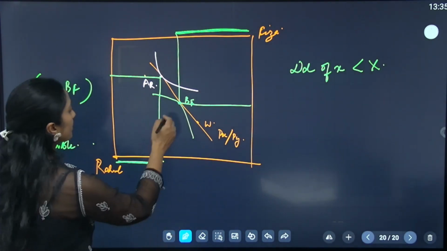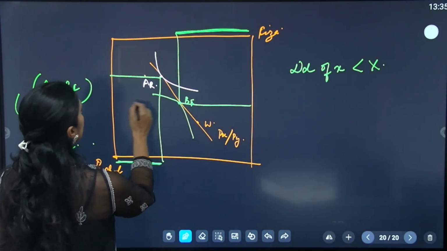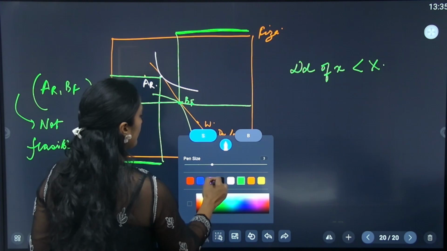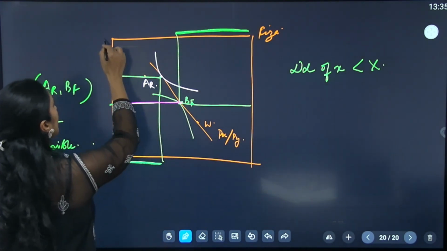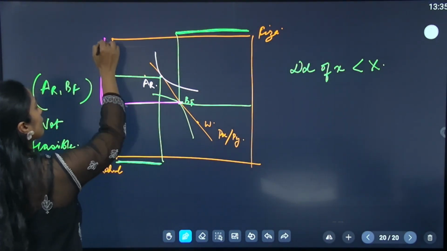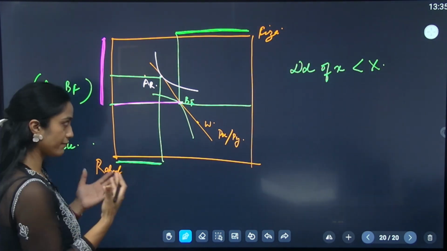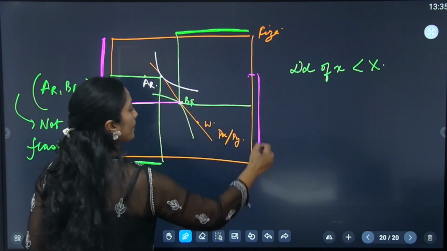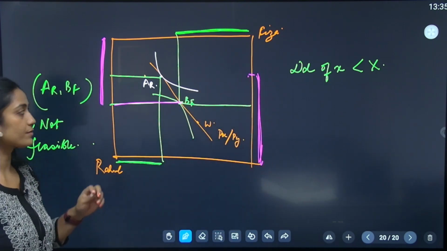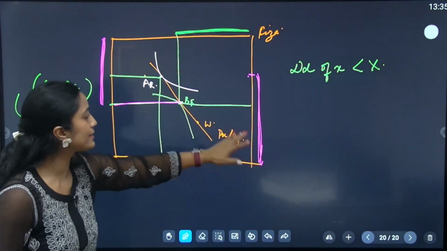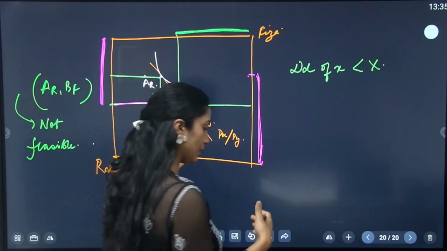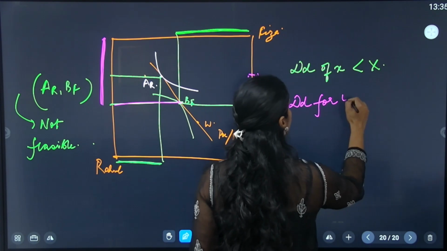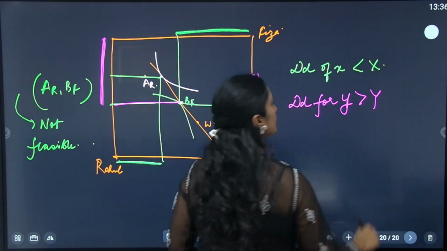And for Y, this is the Y that is desired, or this is the Y that Fiza wants, and this is the Y that Rahul wants, and this plus this is greater than the total available units of Y. So demand for Y is greater than the total that is available.